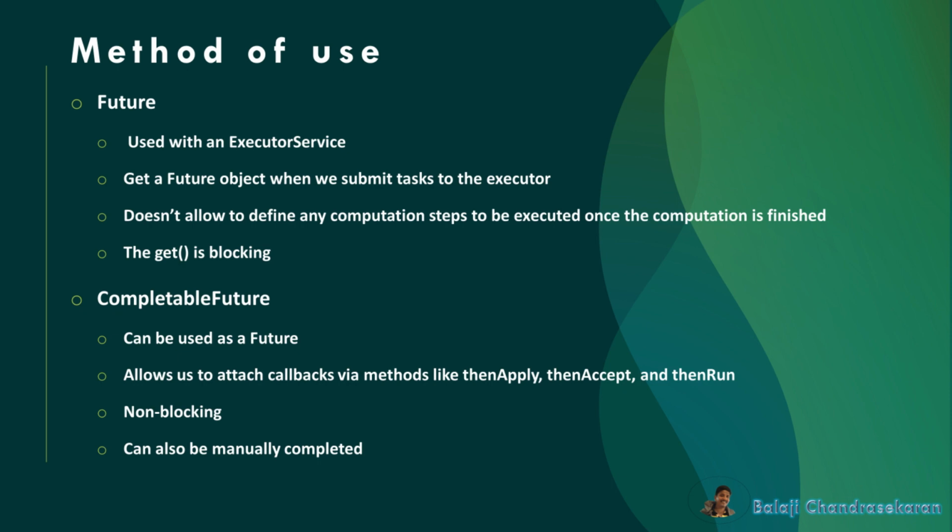CompletableFuture can be used as a Future and also allows us to attach callbacks via methods like thenApply, thenAccept, and thenRun. These methods let us execute additional actions upon completion of the original task, in a non-blocking fashion. CompletableFuture can also be manually completed.